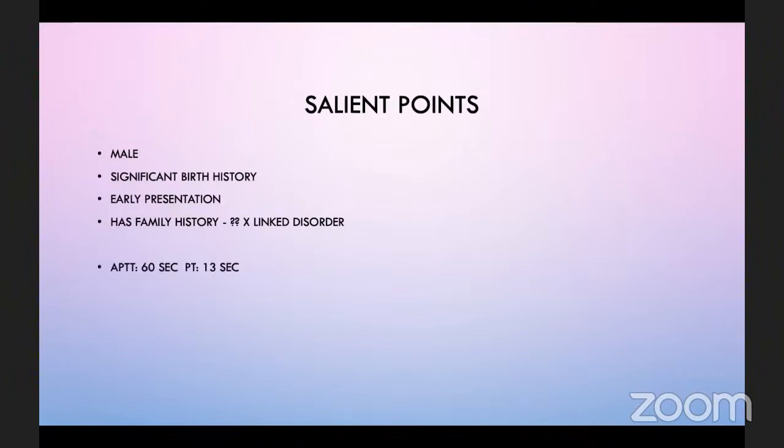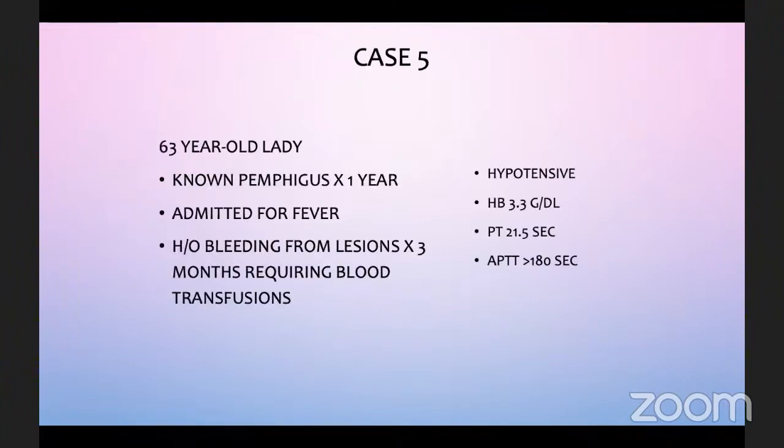All right, so APTT done showed it was prolonged at 60 seconds, and PT was normal. And therefore, a factor 8 assay confirmed that this boy had hemophilia. Now, APTT can be both hemophilia A and hemophilia B, yeah? So with prolonged APTT, you need to do both factor 8 and factor 9 assay to determine what sort of hemophilia this boy has, right?